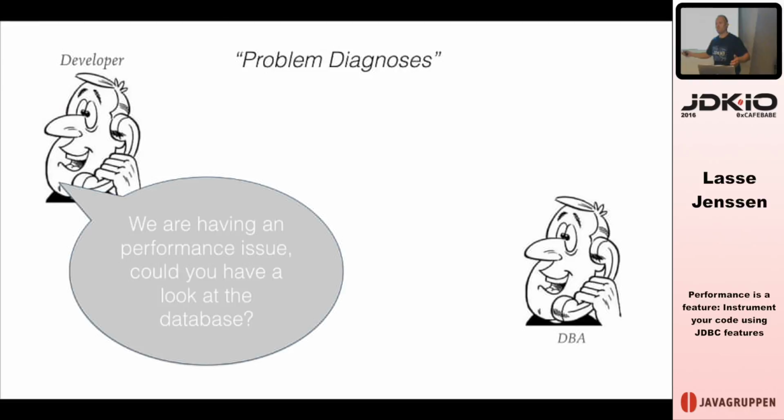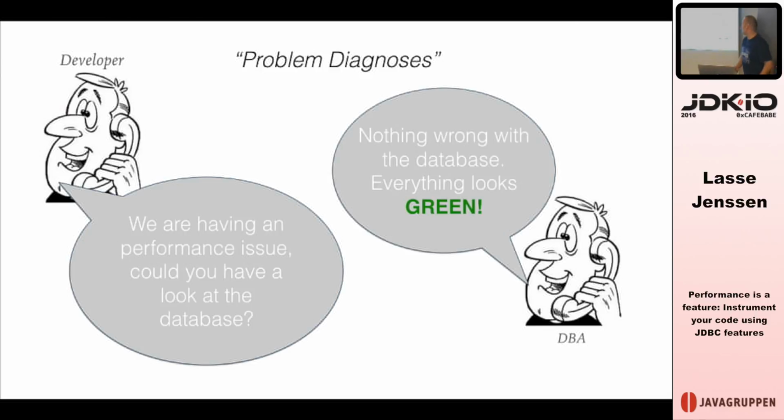Let's say we have this situation. You, the developer, are calling your DBA. He's saying, we are having a performance issue. Could you have a look at the database? And I'm sure you've heard this before. Nothing is wrong with the database. Everything looks green. I've heard it so many times.